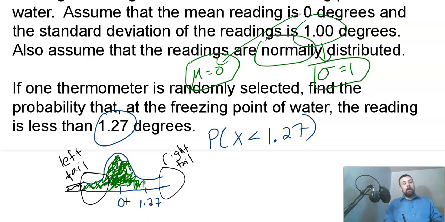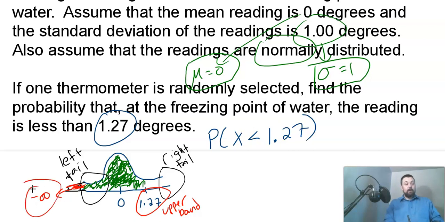The point I'm trying to make here is that when you go to find your lower bound and your upper bound, the upper bound's pretty obvious here. The upper bound is 1.27, right? That's my upper bound for the normal CDF. My lower bound, there technically isn't one, because this is going to keep going to the left forever. And so it technically is negative infinity, right? So this would be my lower bound.